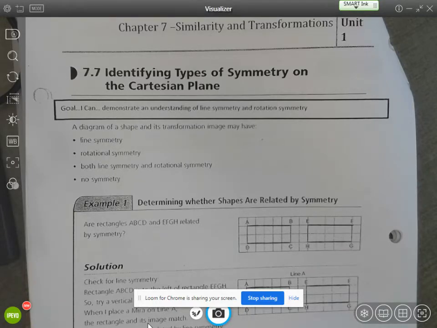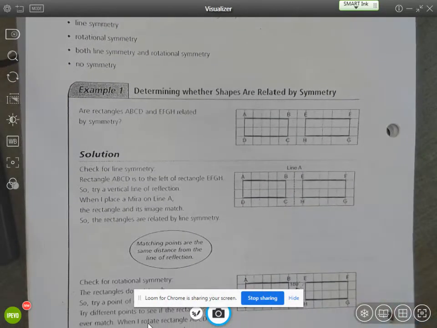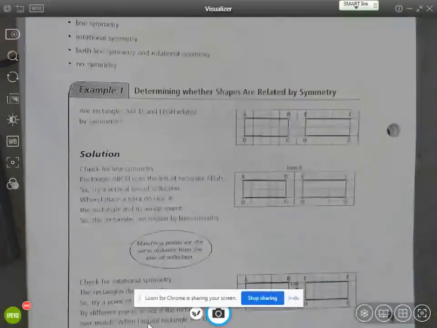Okay, so we're just taking the same concepts that we've previously discussed, line symmetry and rotational symmetry, and applying them on a Cartesian plane. So here's an example. Are the rectangles ABCD and EFGH related by symmetry? We're going to look at the two objects and check for line symmetry and rotational symmetry.